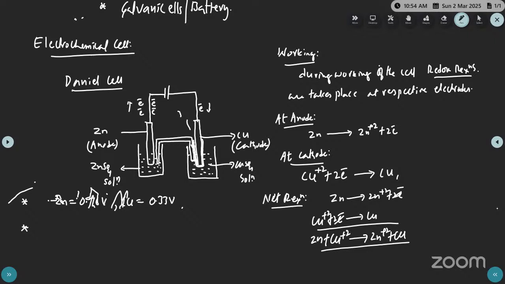So what is the oxidation state of zinc before the reaction? Before the reaction means before the arrow. Before the arrow, that zinc is alone. Zinc is alone. So an lone element has zero oxidation state at any time.